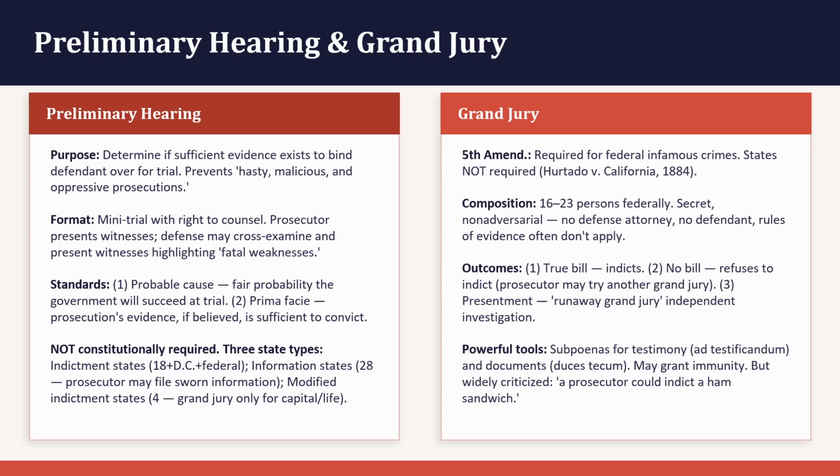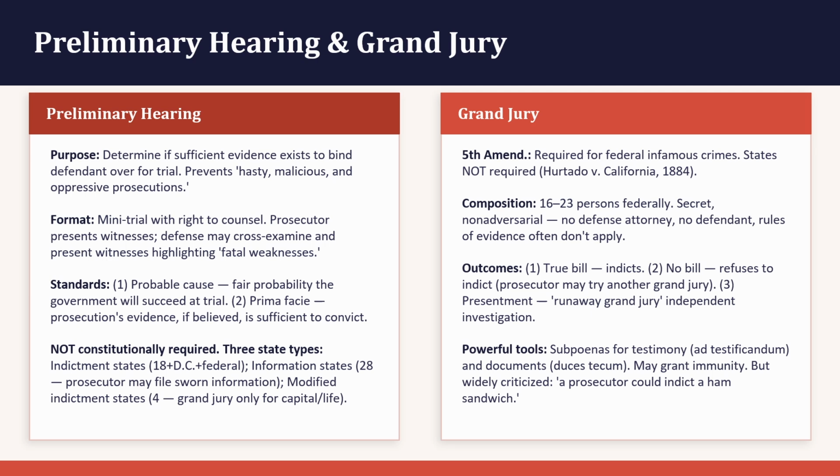The preliminary hearing's purpose is to prevent hasty, malicious, and oppressive prosecutions. It is not, however, constitutionally required. States are categorized as indictment states, 18 plus DC, and the federal government, where felony charges must go to a grand jury. Information states, where prosecutors file sworn charges directly, and modified indictment states, which require grand juries only for the most serious offenses.